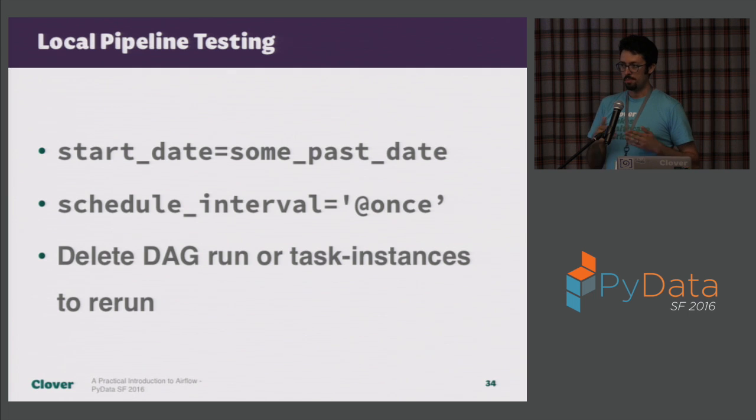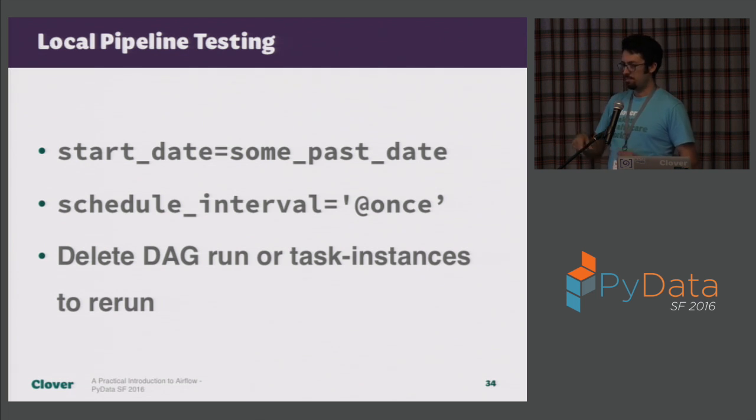So when I'm working on a pipeline locally and I want to run the entire pipeline, I'll put the start date some date in the past so that Airflow wants to run it. I'll give it a schedule interval of once so that it only tries to run once. And then I'll run it as far as it gets, check the output, check the logs if there are exceptions, and so on, all through the interface.